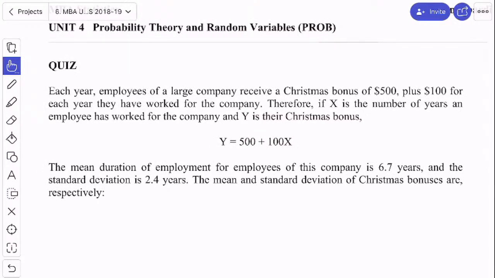Okay, so each year, employees for a large company receive a Christmas bonus of $500, plus $100 for each year they have worked for the company.